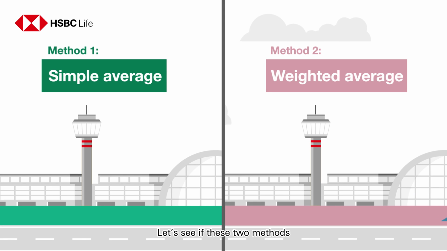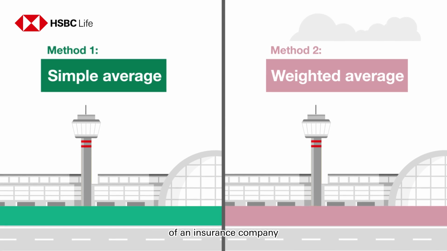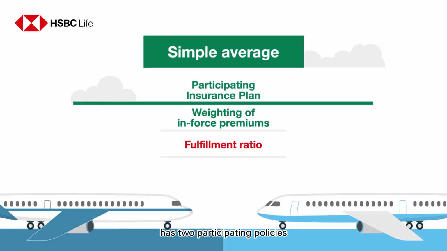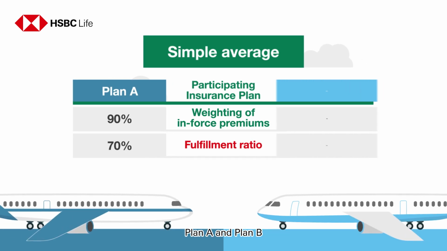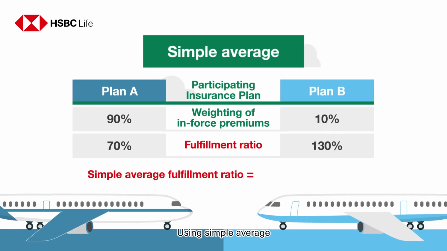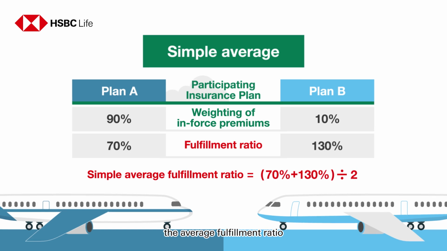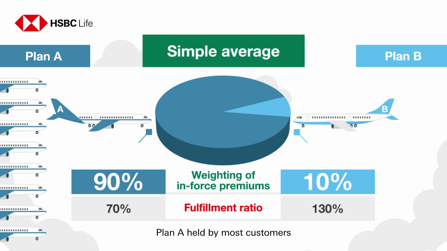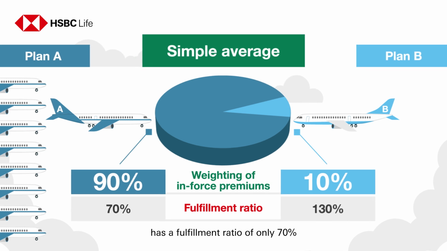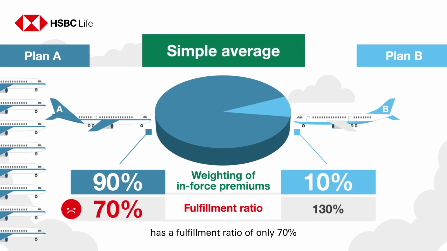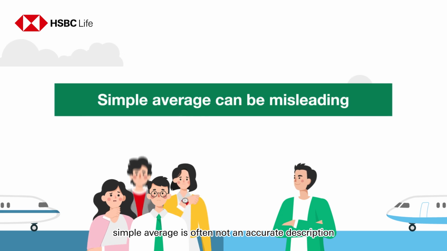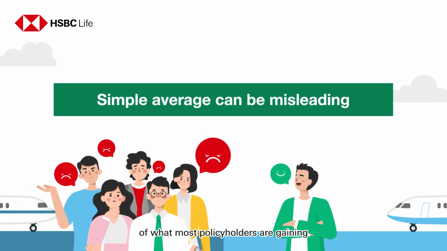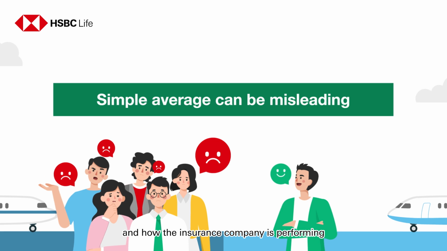Let's see if these two methods can truly reflect the performance of an insurance company. Let's assume that an insurance company has two participating policies, Plan A and Plan B. Using simple average, the average fulfillment ratio can be as high as 100%. However, Plan A, held by most customers, has a fulfillment ratio of only 70%. As we can see, simple average is often not an accurate description of what most policyholders are gaining and how the insurance company is performing.